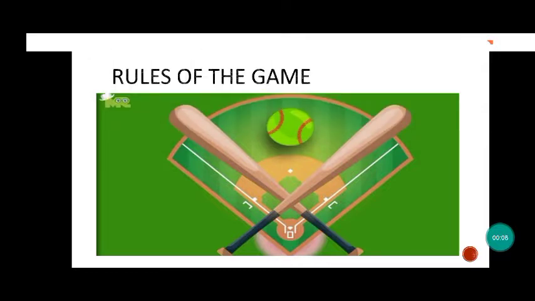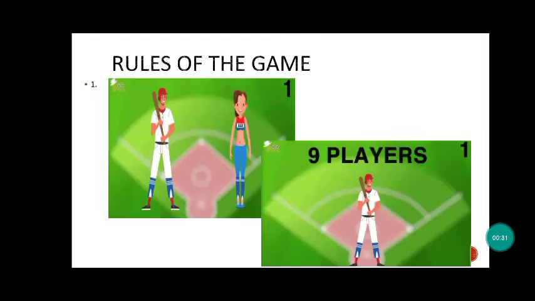So now let's proceed to the rules and regulations of softball. One of the basic objectives in the game of softball is to hit the ball with a bat before the players try to run around the field of four bases. Number one, in softball, each team consists of 9 players and teams can be of mixed gender.